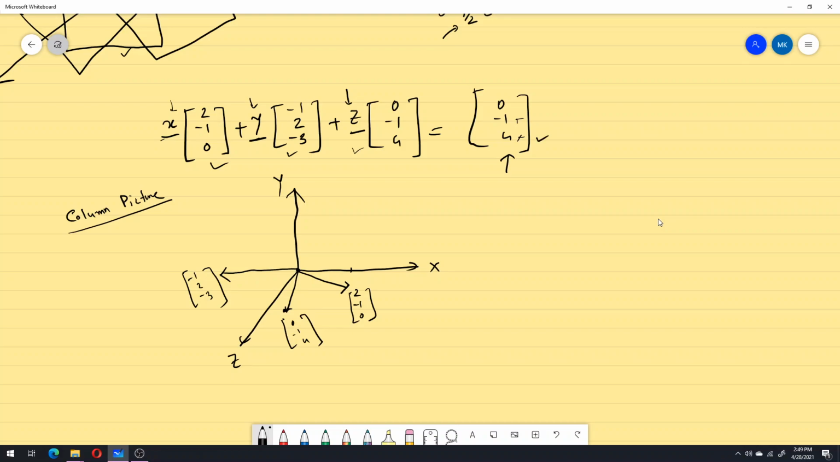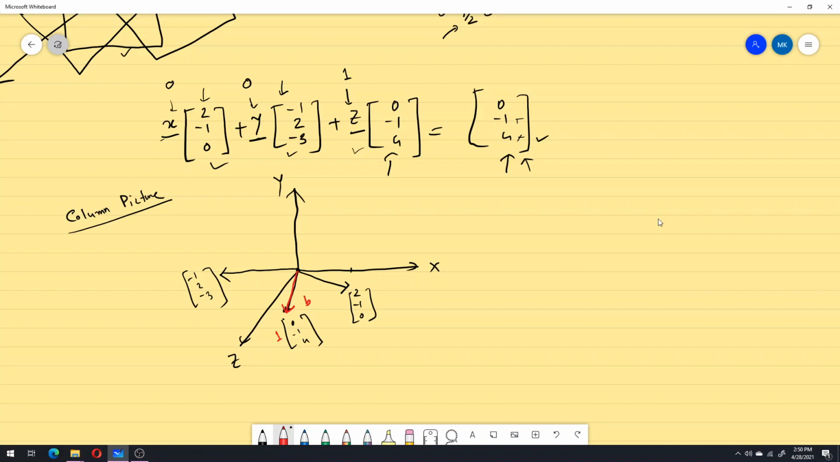So what should be the solution? One solution can be x is 0, y is 0, and z is 1, right? If you take none of this vector, and if you take one of this vector, then you'll get this solution. So this is the solution for B if you take one of this vector. So this is the column picture.